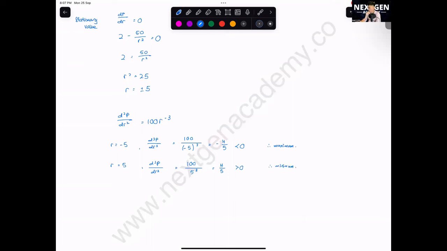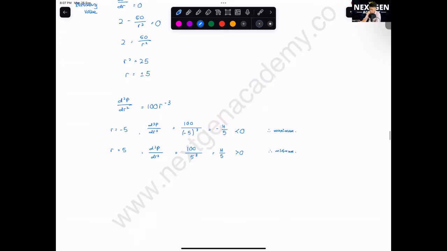They want us to find what the minimum is. Minimum means r equals 5, so I'm going to use r equals 5 to substitute into P. P is 2 times 5 plus 50 times 5 to the power of negative 1, or 50 over 5. P equals 20. Okay, we are done. Halfway done.